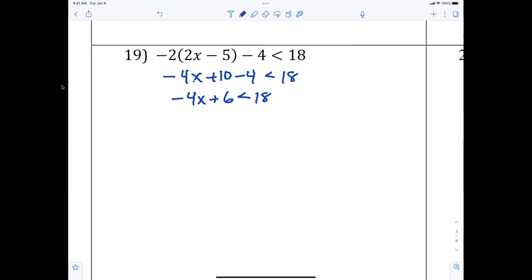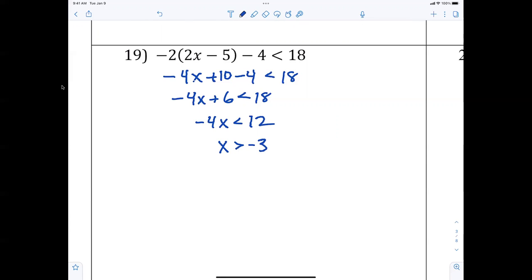Where are you getting 6 from? Now we're subtracting 6 from both sides. Now, when we divide by negative 4, here is where you change the inequality sign. So x is greater than negative 3.